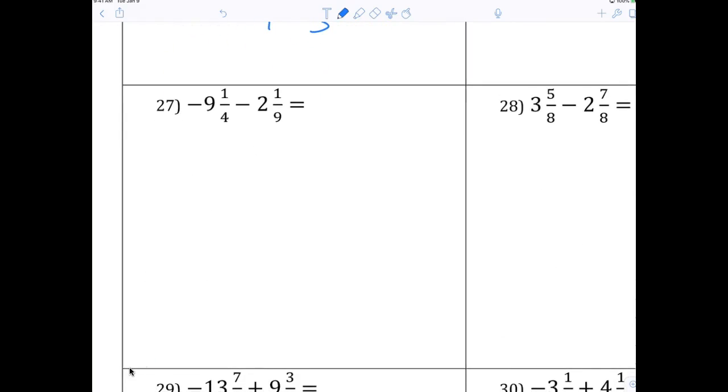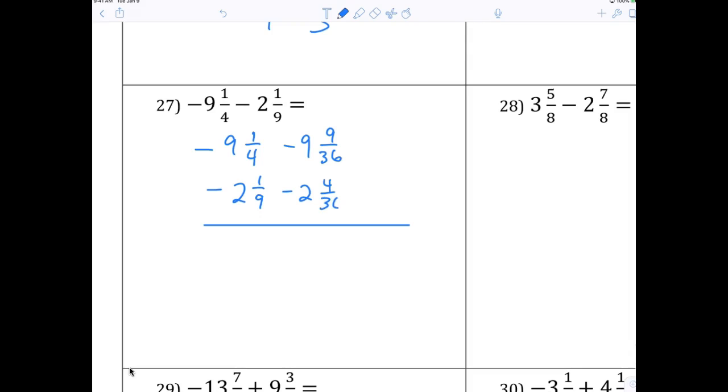Here we go. On 27, do we add or subtract? Add. So here we go. Negative 9 and 1/4 minus 2 and 1/9. Common denominator, 36. So that'd be negative 9 and 9 over 36 minus 2 and 4 over 36. Negative 11 and 13 over 36. Feels good. All right, all these fractions should be pretty simple now. You're supposed to make mistakes, and then you correct them, and then you don't make the mistakes anymore.